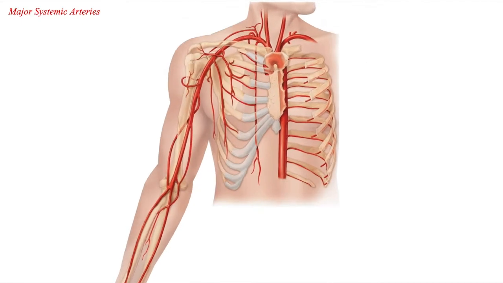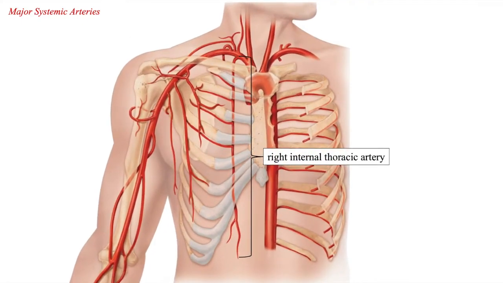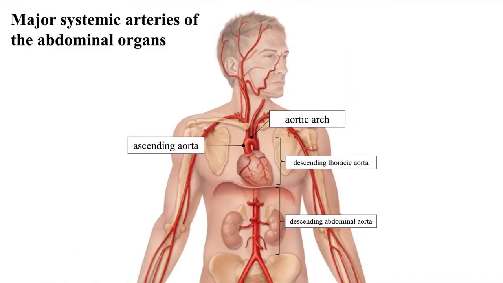Another notable artery is the internal thoracic artery. The right and left internal thoracic arteries arise from the subclavian arteries and supply the mammary glands, most of the thorax wall, and anterior intercostal structures. Let's move on to the arteries of the abdominal organs and lower limbs. Recall that the descending thoracic aorta becomes the descending abdominal aorta after crossing through the diaphragm.